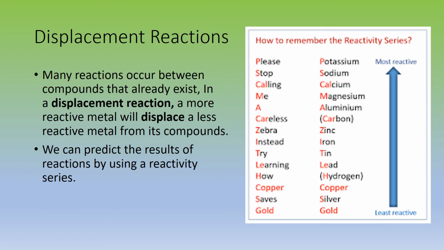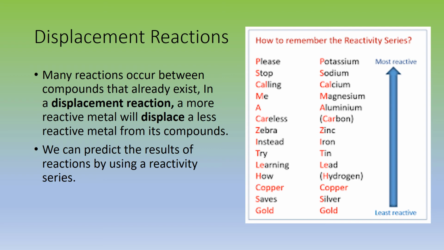The last type of reactions we are going to look at are these reactions called displacement reactions. So many reactions occur between compounds that already exist. In a displacement reaction, if we have a more reactive metal, it can actually remove the metal from the compound and take its place. So it kind of replaces it. Fancy word for that is displacement. If you've been displaced, you've been removed or moved out of the way.